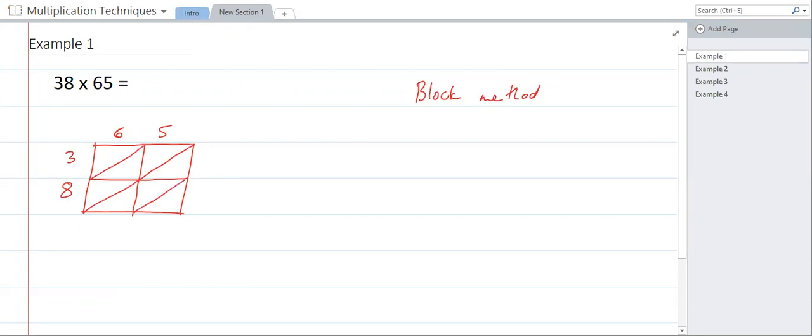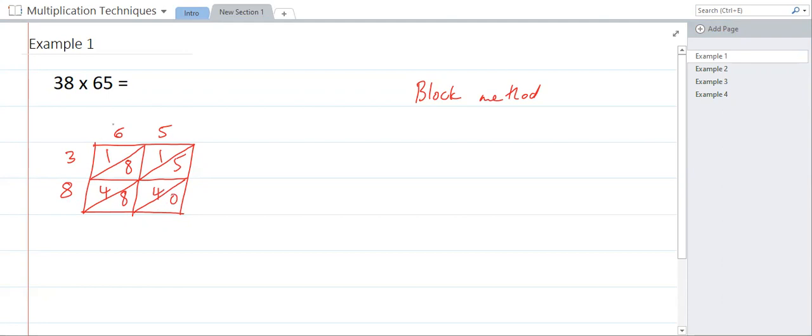So what's 3 times 6? 18. Then to work out these values inside the blocks, we need to multiply out these numbers. See, the 3 and the 6 coincide. 3 times 6 is 18. 3 times 5 is 15. And in this block, what is 6 times 8, which is 48. Then 8 times 5, which is 40.